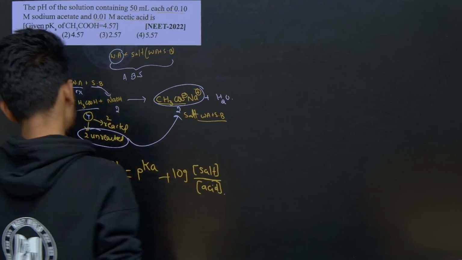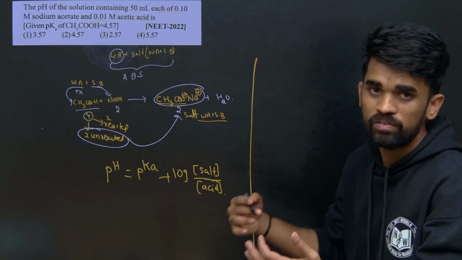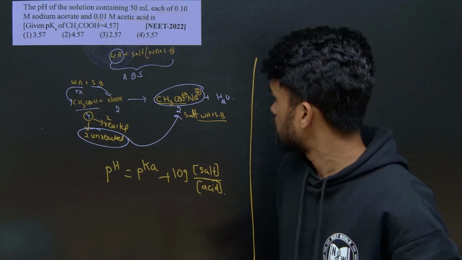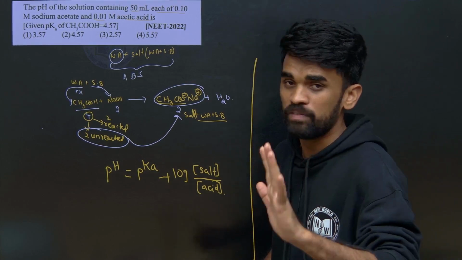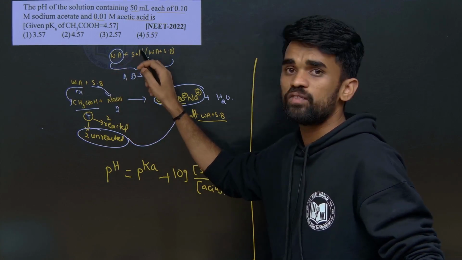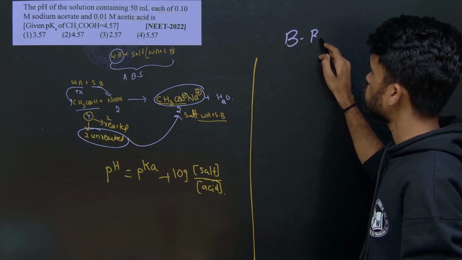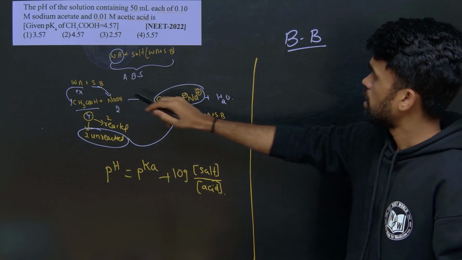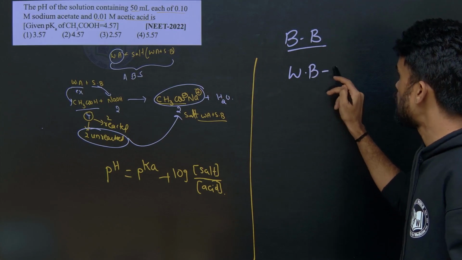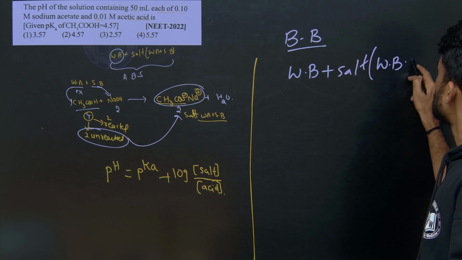Now I just want to ask you about basic buffer. So basic buffer means, what is the combination? Whenever I am saying acidic buffer, you will be seeing a weak acid plus salt formed from weak acid and strong base. So whenever I am saying basic buffer, you should say that it is formed from weak base plus salt formed from weak base plus strong acid.